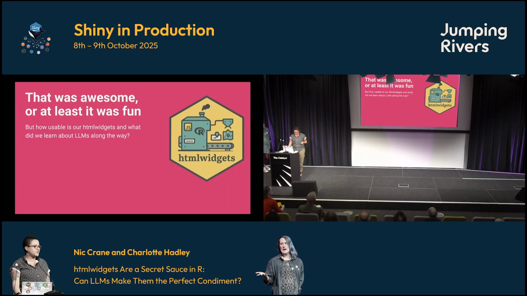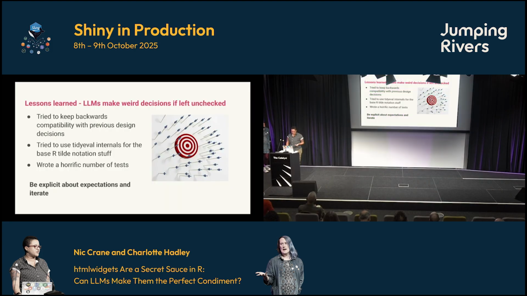I'm going to skip another bit, again, in the interest of time. But just to conclude, actually, we learned some really interesting lessons when we were putting this together. So the first thing is that when you're trying to create these things with LLMs, they make really weird decisions if left unchecked. Like on the other iterations, the LLM would try to keep backwards compatibility with its own previous design decision that we were getting rid of.